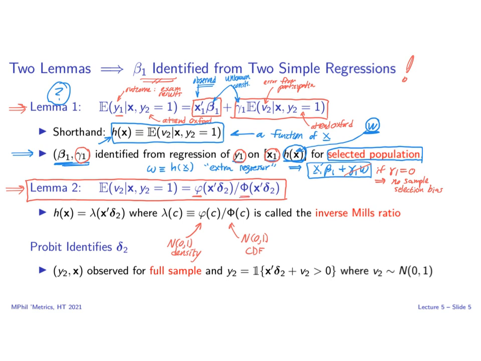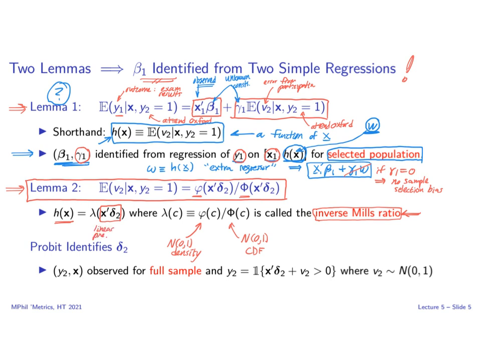So this shows us that that function h of x described above is equal to the so-called inverse Mills ratio, which is a name for this particular ratio of a normal density to a normal CDF, evaluated at x prime delta 2. That is the linear predictor from the participation equation.